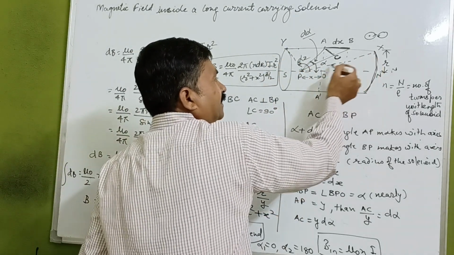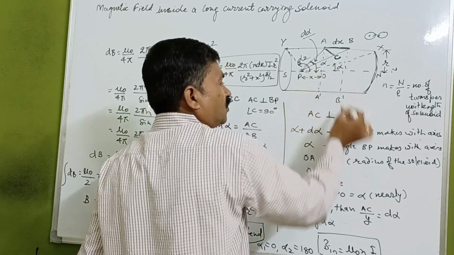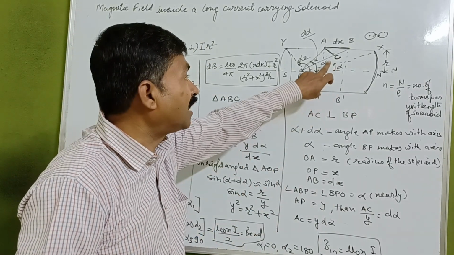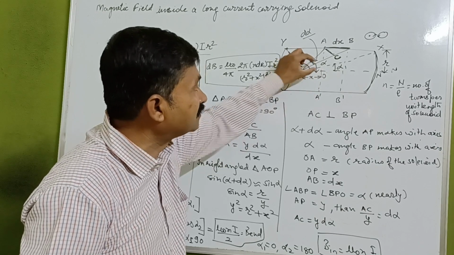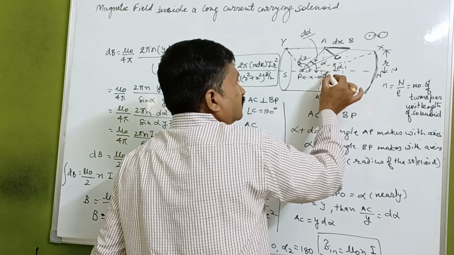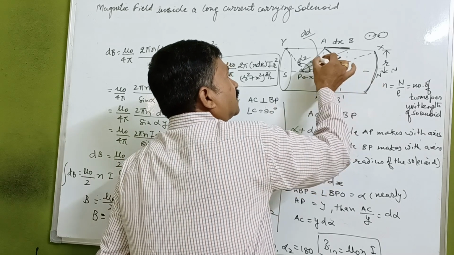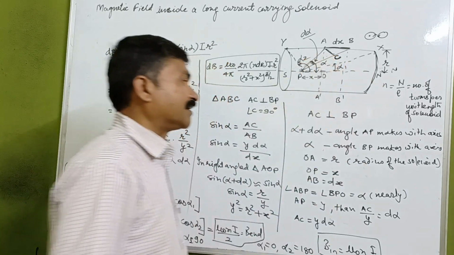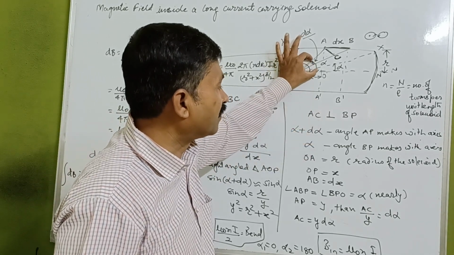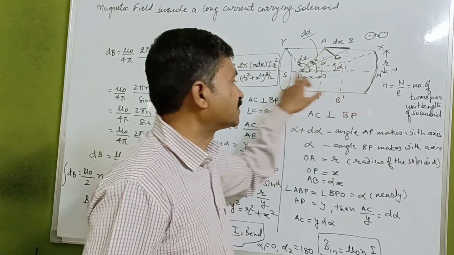Similarly, we have taken another angle XPO, that is alpha 1. Alpha is the angle from BPO, and similarly alpha 2 is from here to this, and d alpha is a very small angle which we have taken. Now the angle AP makes with the axis is alpha plus d alpha.